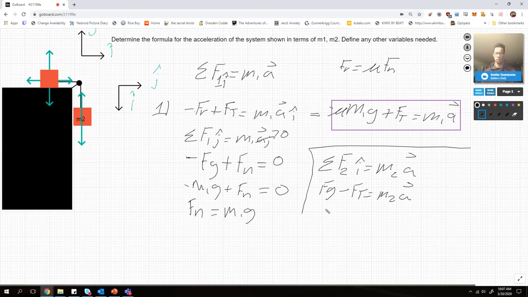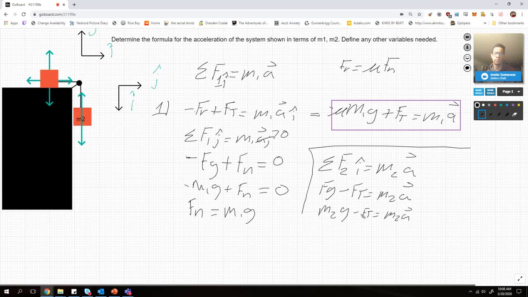All right. And then again, it asks for this in terms of m1 and m2, so now I have to expand this. So let's expand it. Force of gravity is going to be m2 times g minus force tension equals m2a. All right. So now I have an equation for this system, an equation for mass 2 and an equation for mass 1.